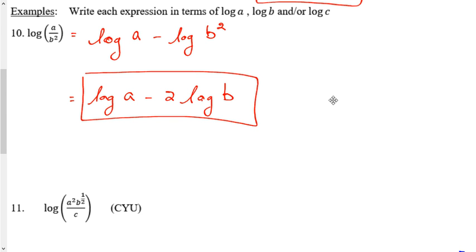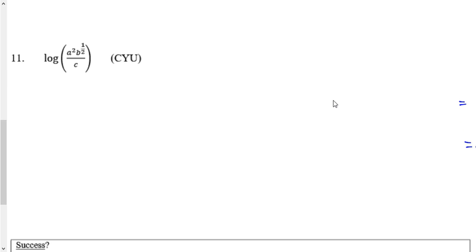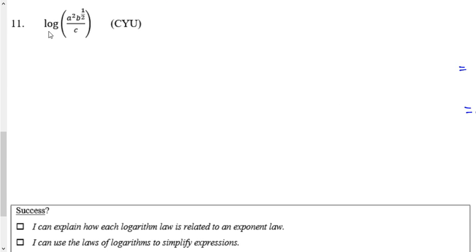Well, question number 11 is for you to try. So why don't you pause the video at this point, work through question number 11, and then restart it to compare your answer with mine, and that will finish off this lesson.